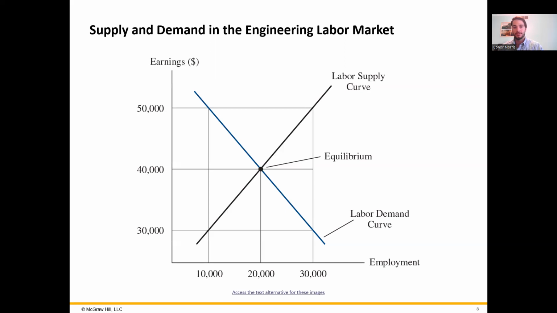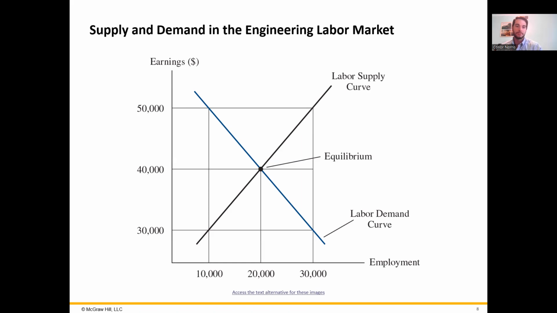Now, firms face the opposite type of curve. They have a downward sloping demand curve. The demand curve represents the relationship between how many workers they are willing to employ at each price. As the cost of each employee, or the wages that the firms have to pay, increases, firms are willing and able to hire fewer workers.